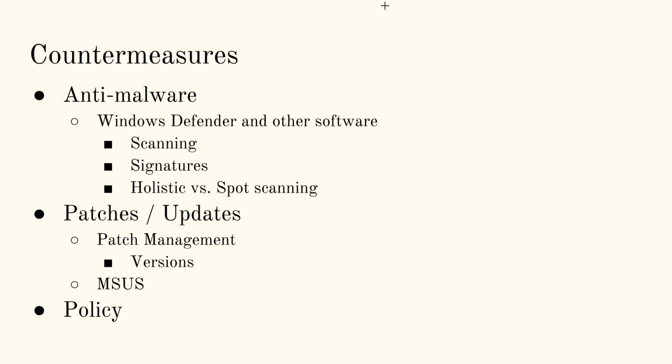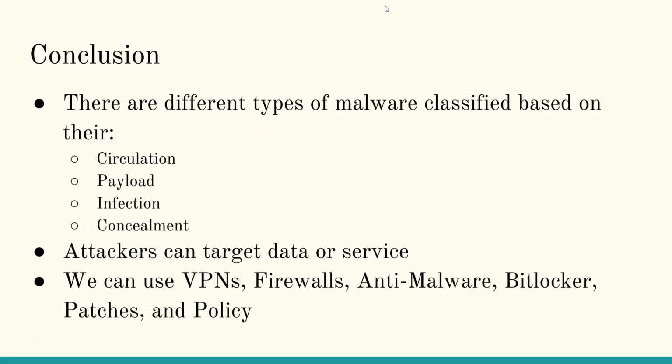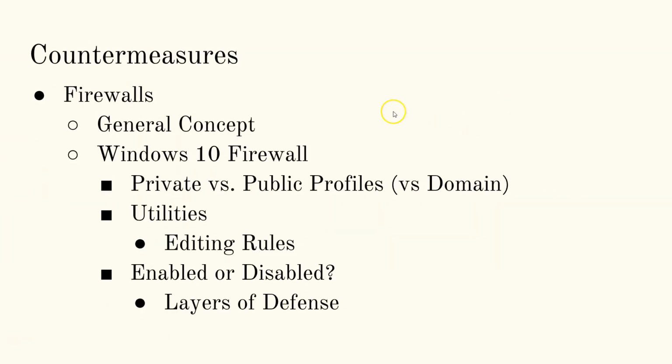All right. So firewalls in general. Let's talk about how firewalls work. There's three profiles of Windows firewall. There's private, public, and domain. So the private network and the public network.